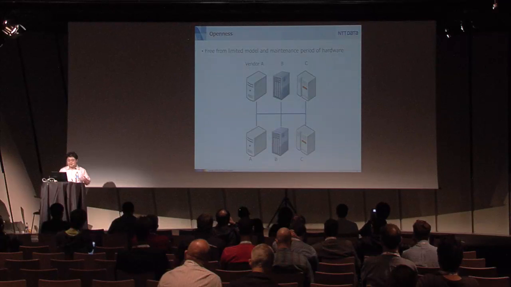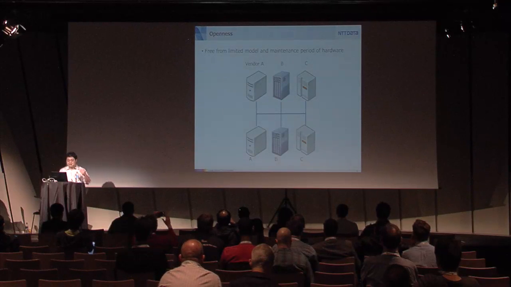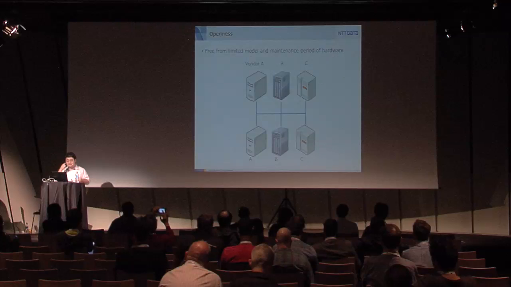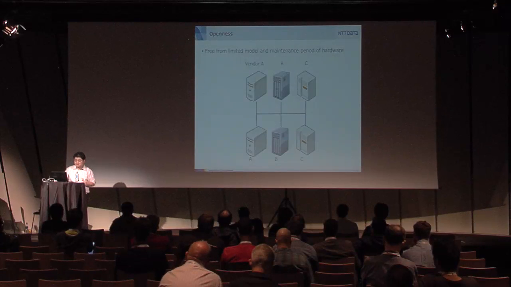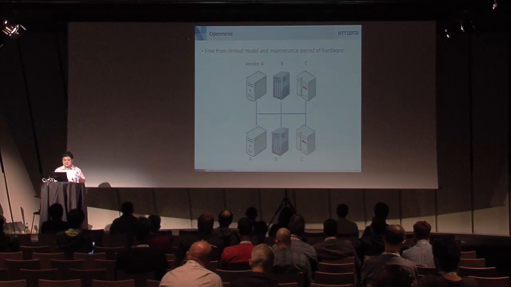The last key feature is the openness. Swift is open source software, and it works on the Python framework. So you can run it on commodity IA servers and Linux. You don't need any special devices for Swift, and you can select cost-effective hardware to construct a huge storage cluster.